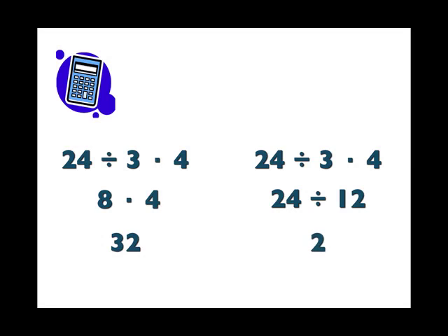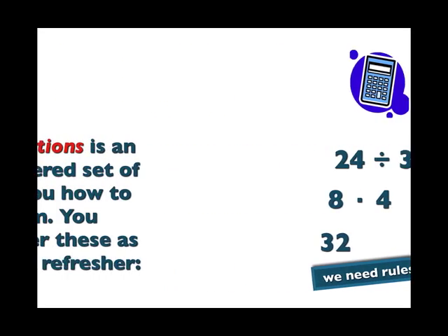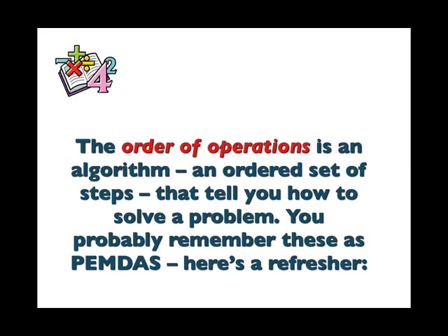And we can't have this, right? We've got to make sure that everyone who does 24 divided by 3 times 4 gets exactly the same answer. So we need rules. And the rules in algebra are called the order of operations.